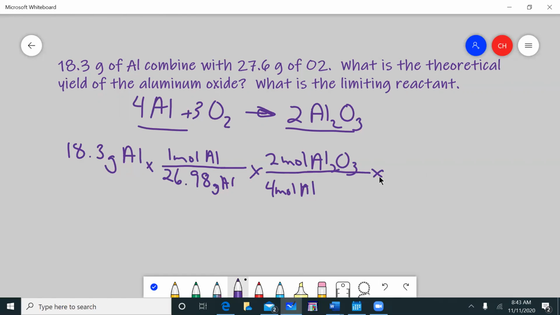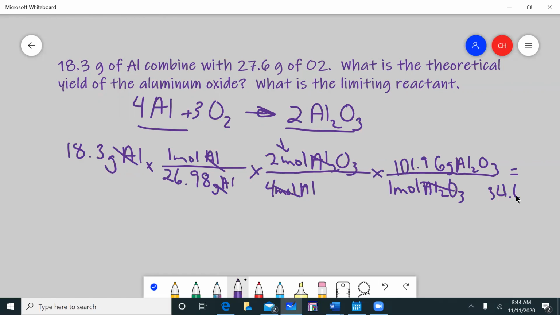And then the last step is to go from moles of our product into grams. So 1 mole of Al2O3 weighs 101.96 grams. Sometimes people will say, oh, but there's 2 of them, so shouldn't I put a 2 here? No, use the coefficients only in this middle step. Don't apply them on the sides. So those will cancel, cancel, cancel. And this first thing is giving us a number of 34.6 grams of the aluminum oxide.